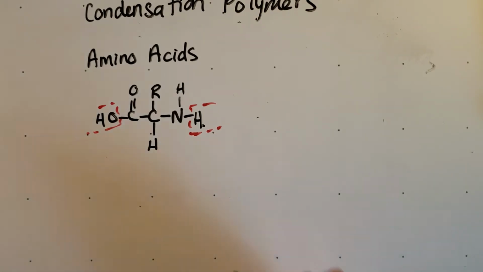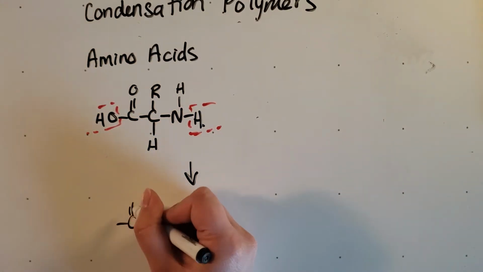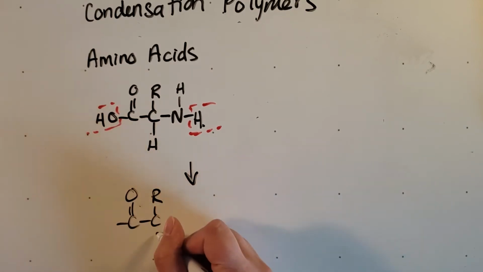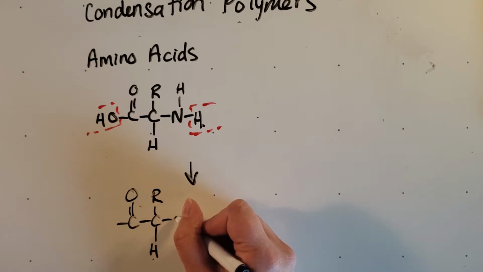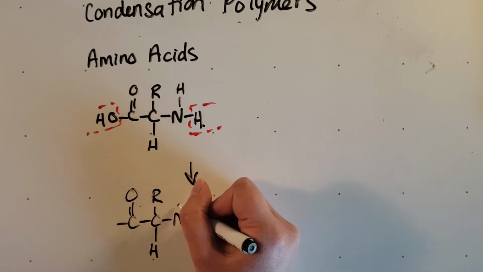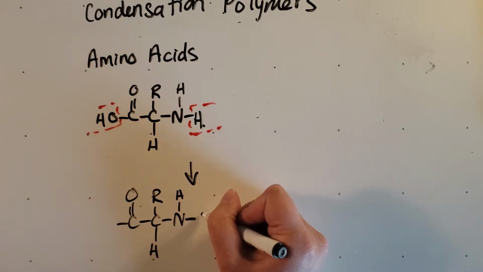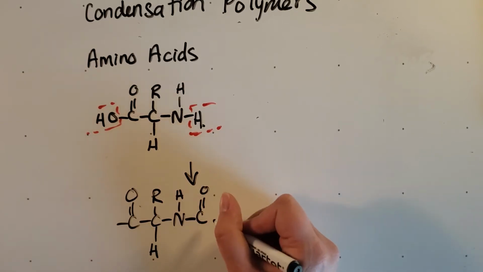But if we look at the generic formation, we have that group, carbon with it, the R group, this nitrogen, which would bond to that carbon of another amino acid.